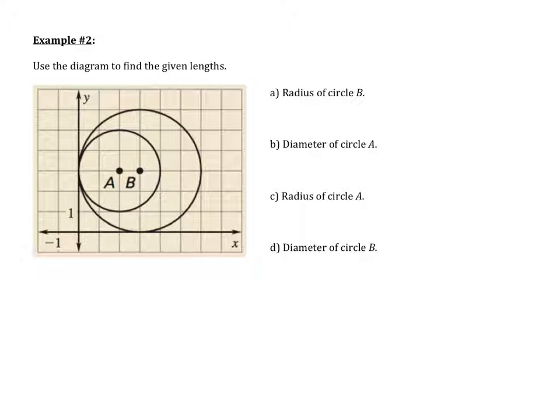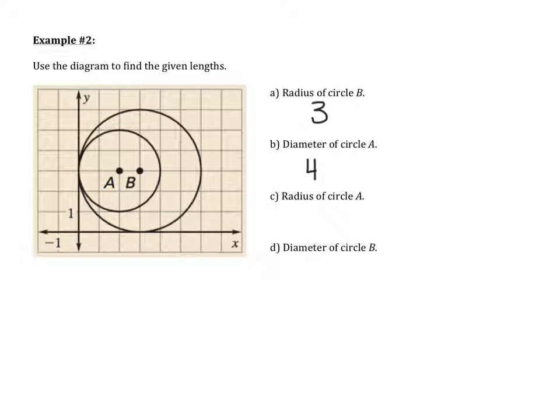Moving on to example number 2, use a diagram to find the given lengths. So part A says the radius of circle B. Circle B is the bigger circle. The radius goes from the center out, so that would be 1, 2, 3 units long. Part B, diameter of circle A. Circle A is the smaller circle, and a diameter is a chord that goes through the center of the circle. So here would be a diameter, and it is 1, 2, 3, 4 units long.